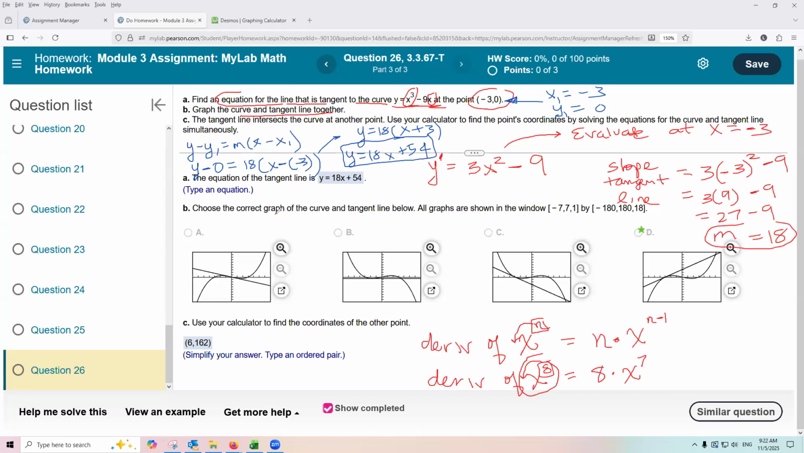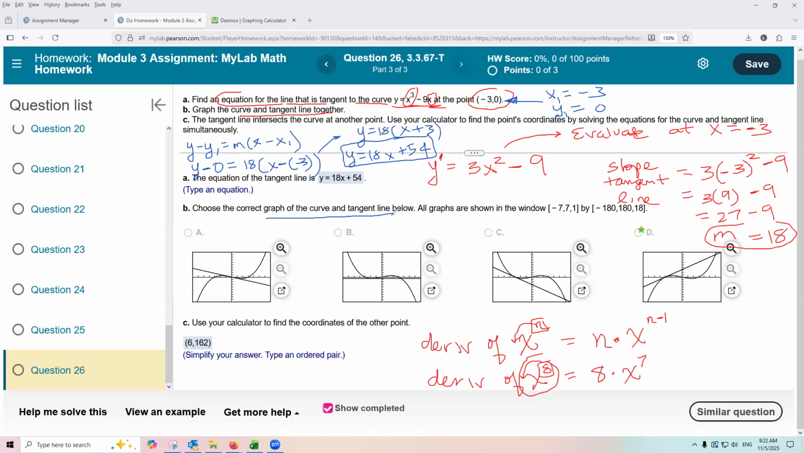All right, and now it says, which is the graph of the curve and the tangent line? Now, what I could do is go to a graphing calculator and graph the function and the tangent line on the same graph. But I can probably figure out by looking at these graphs which is the correct answer by process of elimination.